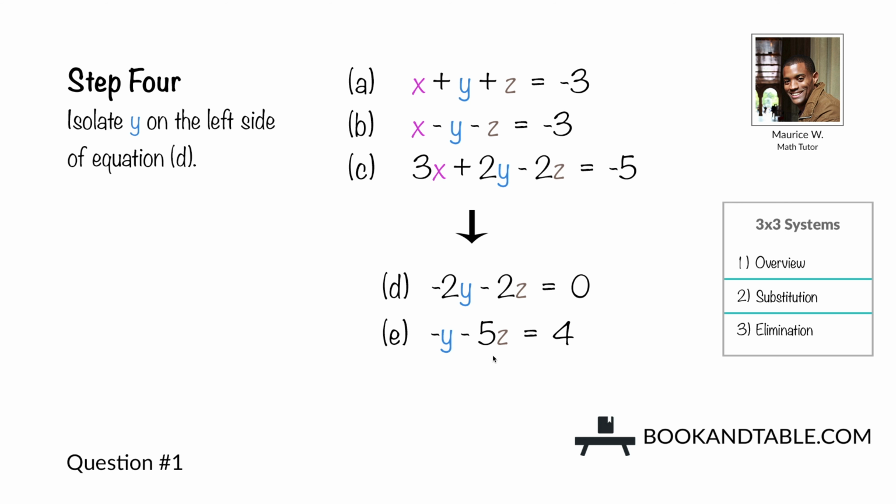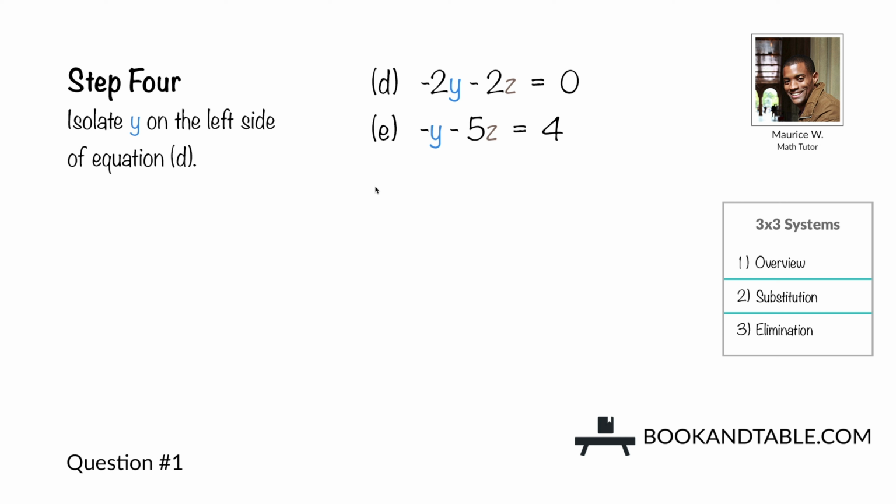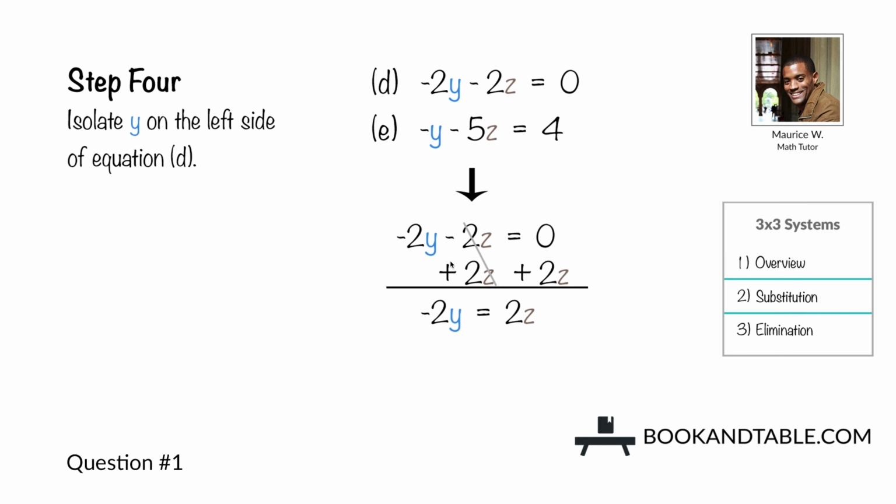So we want to move equations A, B, and C to the side for a moment and work with just D and E. So now for equation D, we want to isolate y on the left side. So we'll add 2z to both sides, giving us -2y is equal to 0 plus 2z, which would be 2z. And to remove the coefficient -2, we divide both sides by -2, showing us y is equal to 2z divided by -2, which would be -z.